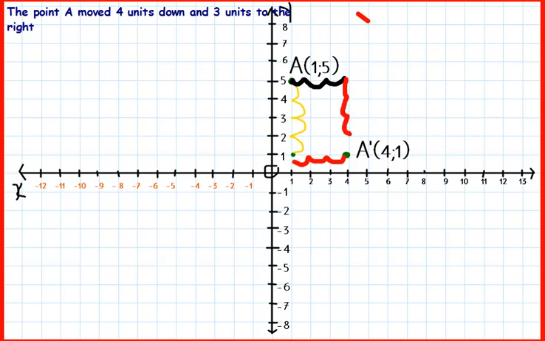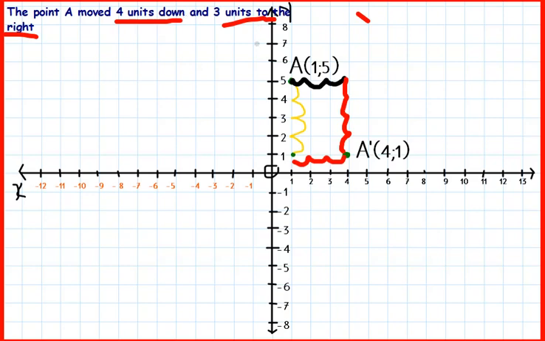1, 2, 3, 4. It will still be 3 units to the right. So 3 units to the right and 4 units down. So it does not matter if you start with the vertical shift or the horizontal shift, you would still get the answer.